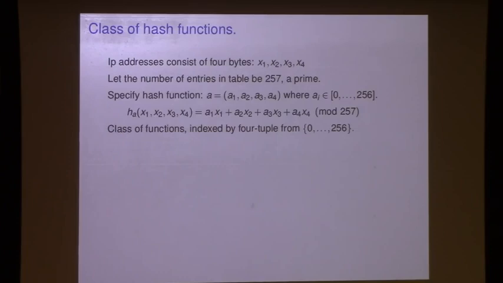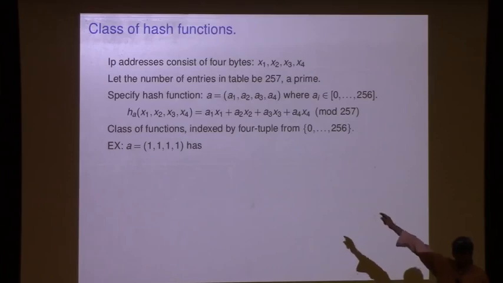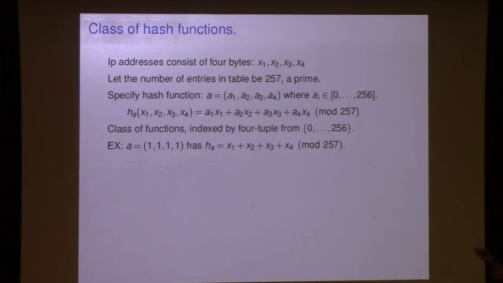It's a class of functions. If I tell you A1 is 1, A2 is 1, A3 is 1, and A4 is 1, that's specifying a hash function. Those 4 numbers specify one hash function from my family. In particular, the hash function you get out of this specification is this: you're just adding up all the bytes mod 257.